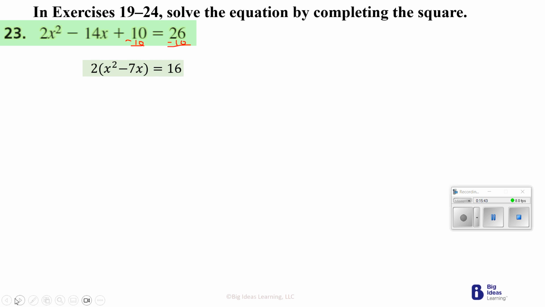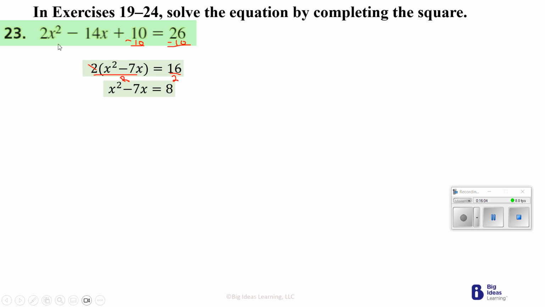Actually, we have to divide by 2. I'm sorry, I almost went to the next step again. We're going to divide by 2 again. This is going to give us 8 over here and get rid of our 2's. All right, now I have x squared minus 7x equals 8.